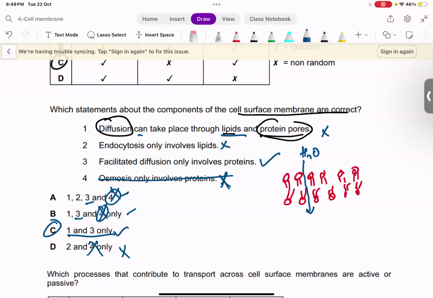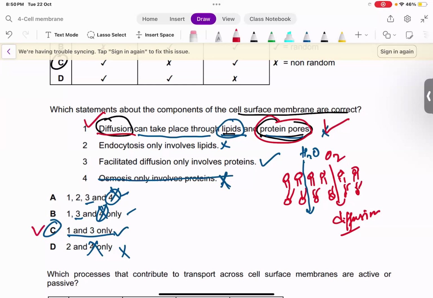Diffusion can take place through lipids and protein pores. Yes, it can through the protein pores, but then it would be known as facilitated diffusion. Through lipids, yes, like oxygen that diffuses through it. So this is diffusion. That's a doubtful point. Diffusion through the protein pores would obviously be known as facilitated diffusion. But as we don't have any other option other than C, we will accept statement 1. So C is the correct choice.